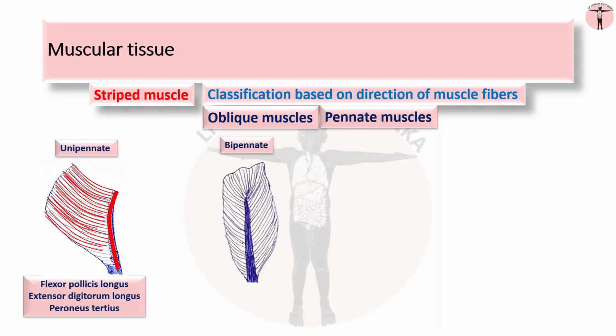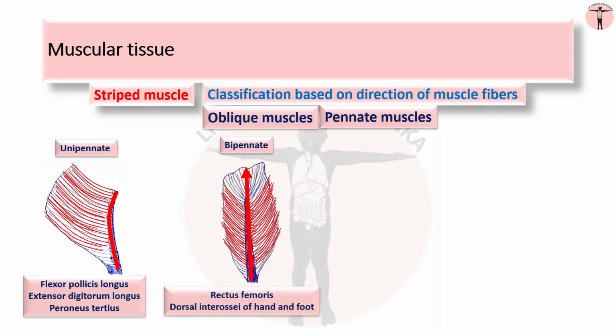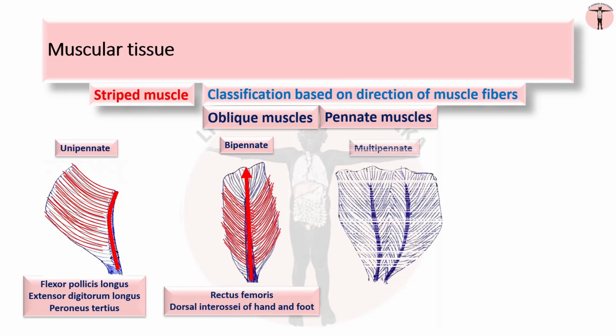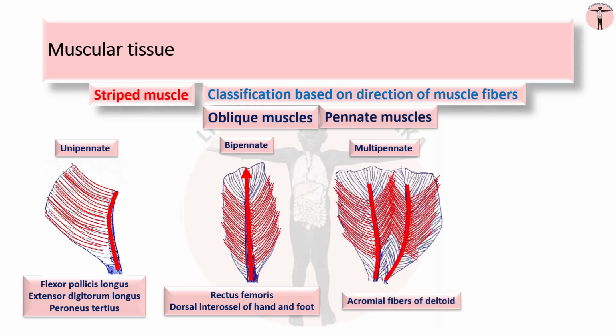In bipinnate muscle, the tendon is formed in the central axis of the muscle and the muscle fibers slope into the two sides of the central tendon like a whole feather. Examples are rectus femoris, dorsal interossei of hand and foot. In multipinnate muscle, a series of bipinnates lie side by side in one plane. Example is acromial fibers of deltoid.